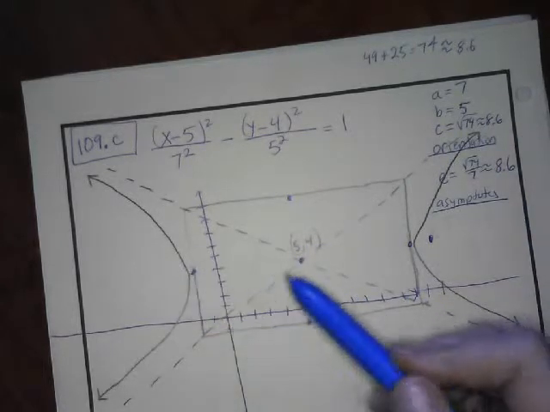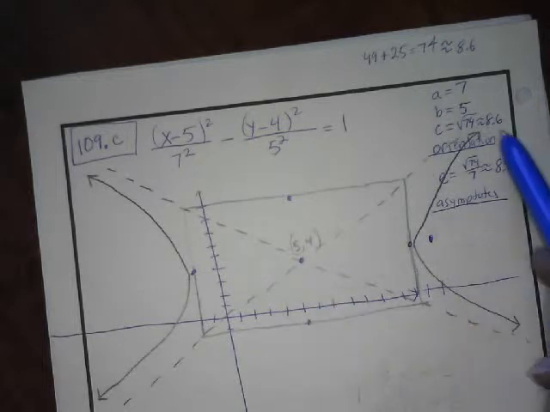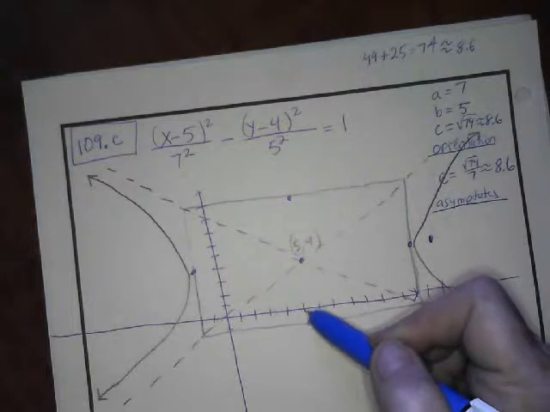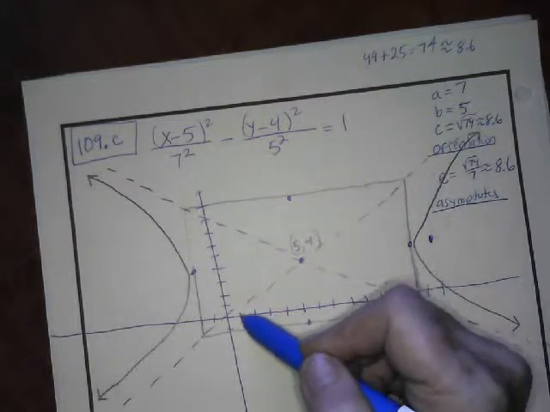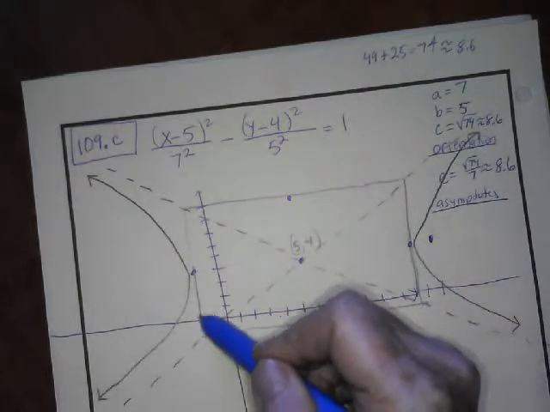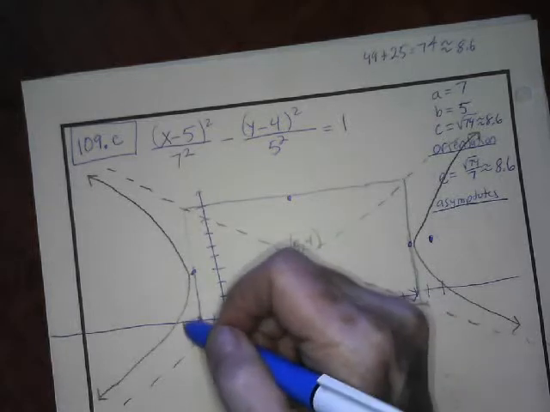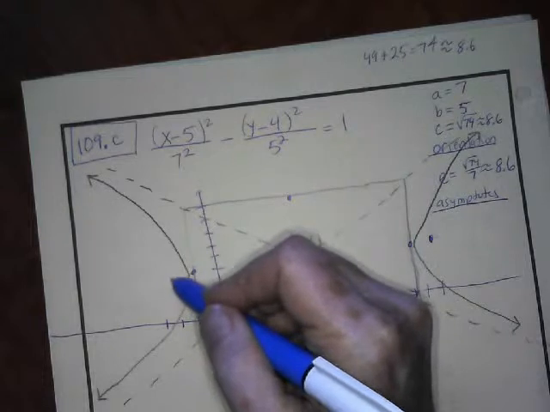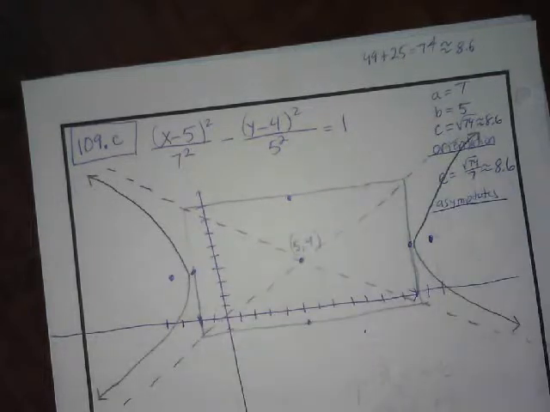So this C over here would be 8.6 units to the left of the center. So 1, 2, 3, 4, 5, 6, 7, 8, 9, 8.6, right? So halfway, somewhere in there like that. Those are the foci.